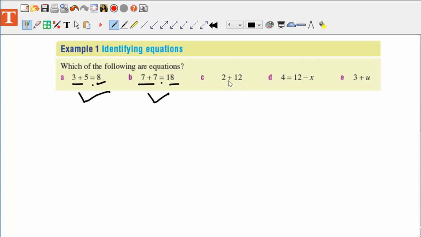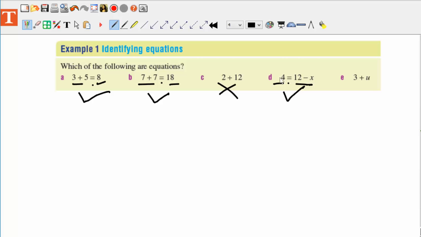Here we've got 2 plus 12, we don't have an equal sign and we don't have any other sides, so that is not an equation. 4 equals 12 minus x, well, just because it looks like the equation's been flipped around a little bit, we've got an equal sign, we've also got a left side, and we've got a right side. So that is still an equation.